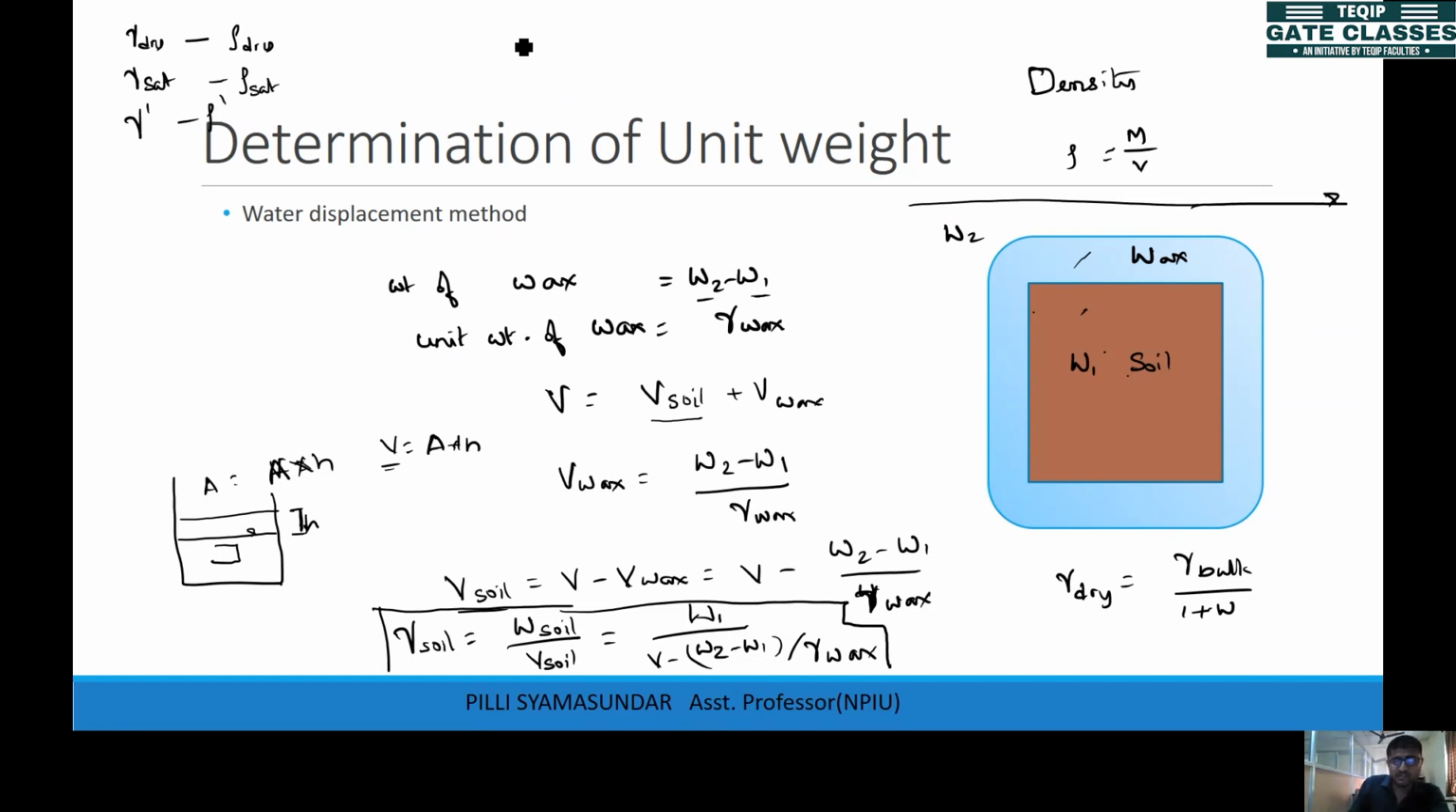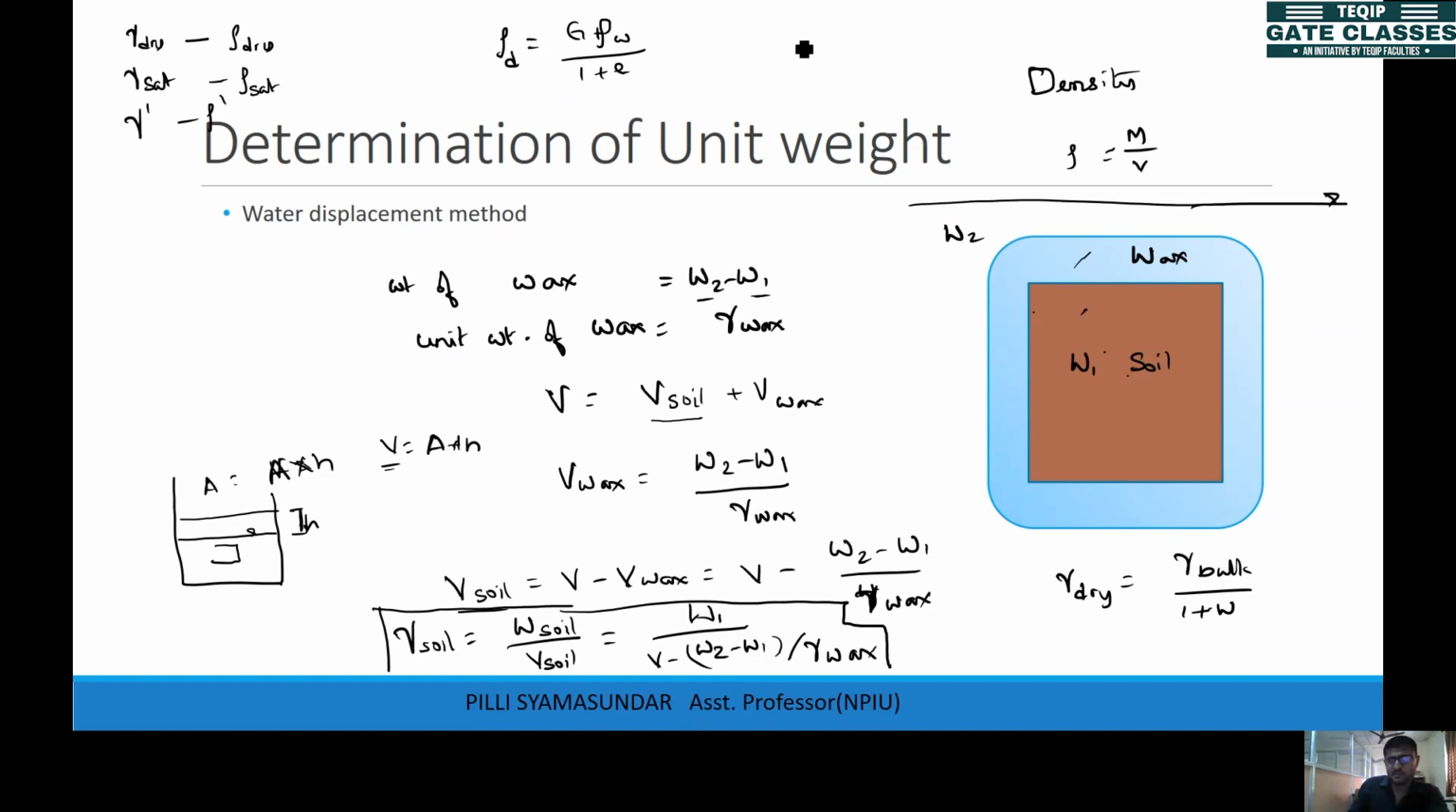And even the expressions are the same, so I can write gamma dry as G times gamma of water by 1 plus e. Similarly, earlier what we had, the dry unit weight will be G times gamma of water by 1 plus e. But here the gammas are replaced with rho.